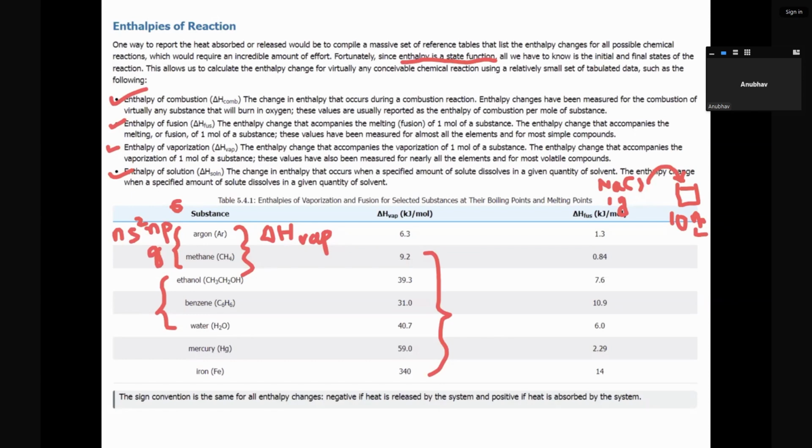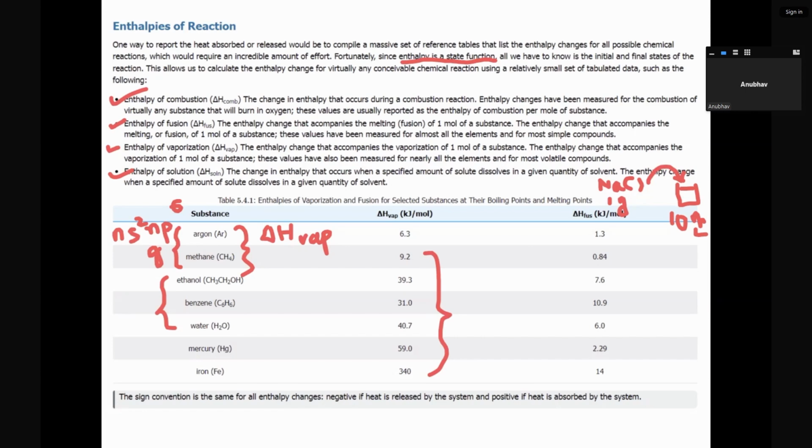Why does water have the highest delta H vaporization? You can guess, because water can form an extensive hydrogen bonding network among the water molecules. That's why its delta H vaporization is much higher. Likewise, in case of ethanol, the extent of hydrogen bonding is also large, but obviously not more than water. That's why its delta H vaporization is 39.3. And in case of benzene, which is an aromatic hydrocarbon, it does not have any polar hydrogen.